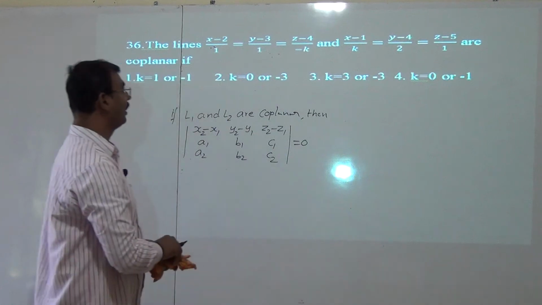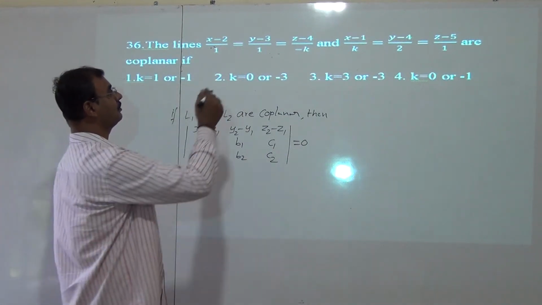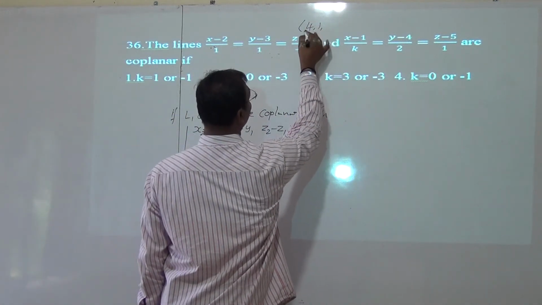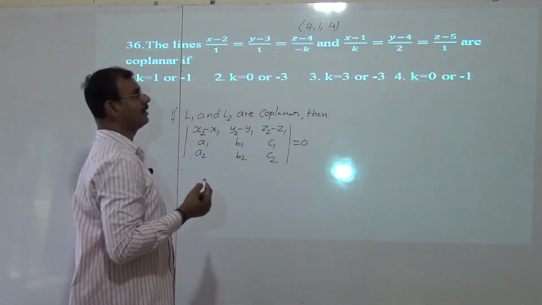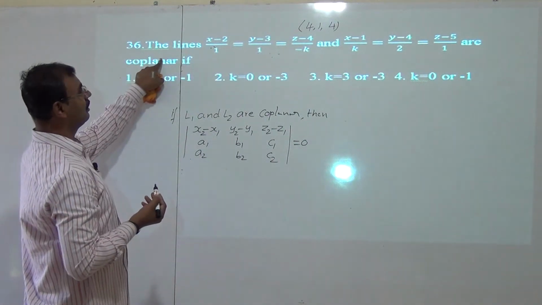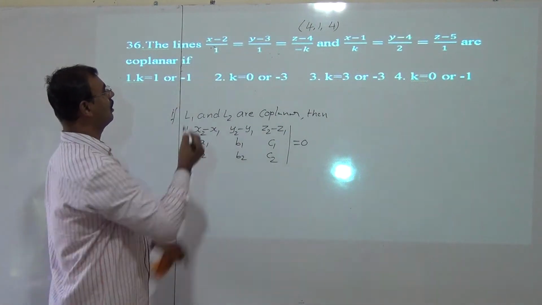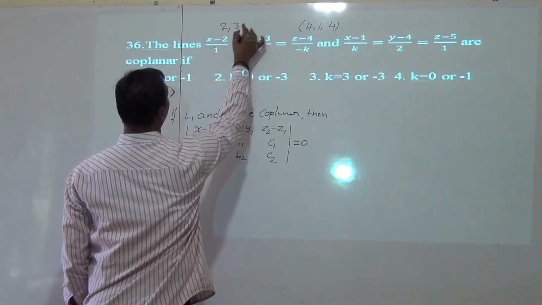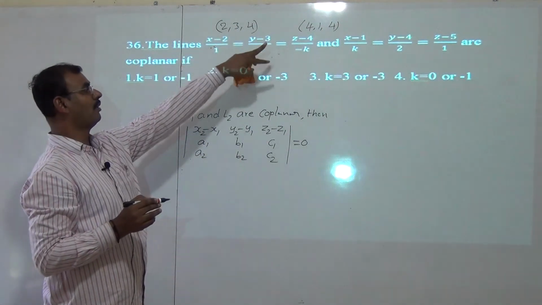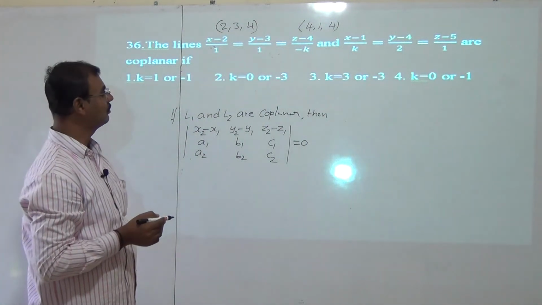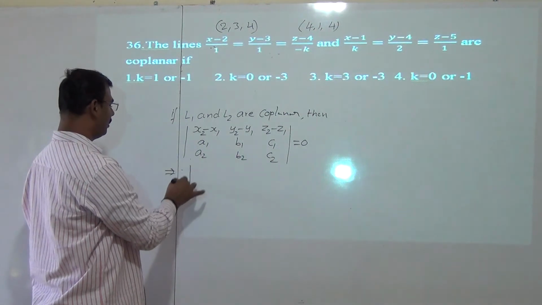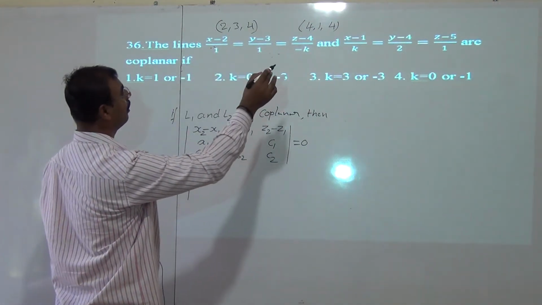Let us see. Points are, can you say the points here? 4, 1, 4. Okay, this is the point for this line. Opposite symbols take always. For this line, what are the points? 2, 3, 4. So this is x1, y1, z1, x2, y2, z2. So use this formula. So we get the determinant.